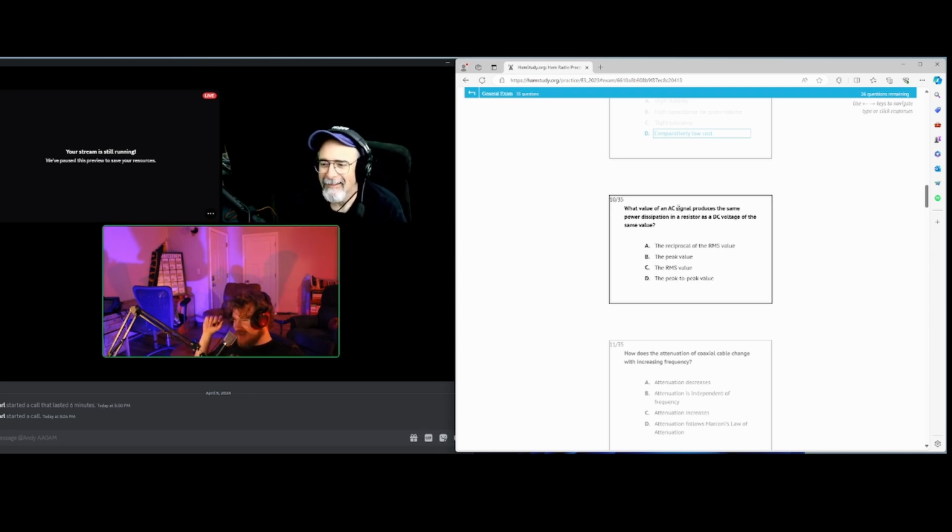What value of an AC signal produces the same power dissipation in a resistor as a DC voltage of the same value?